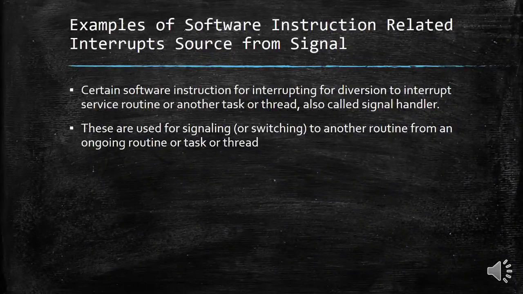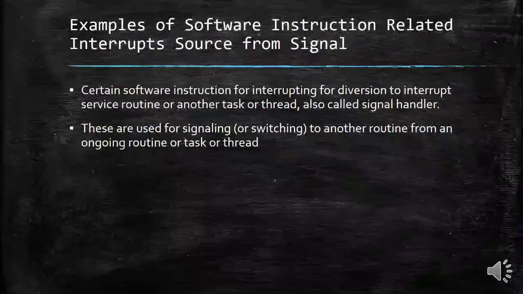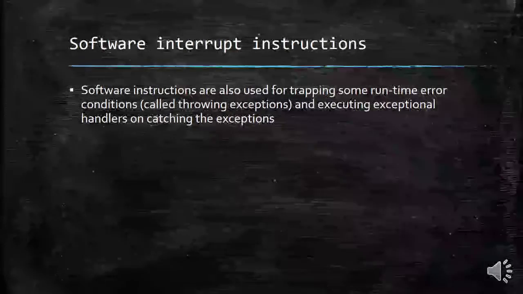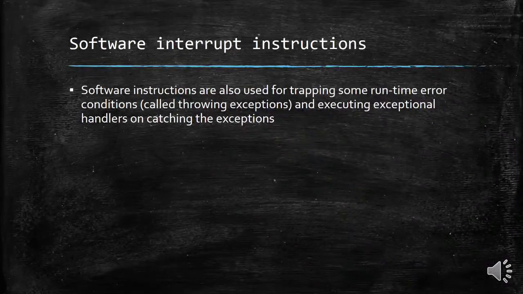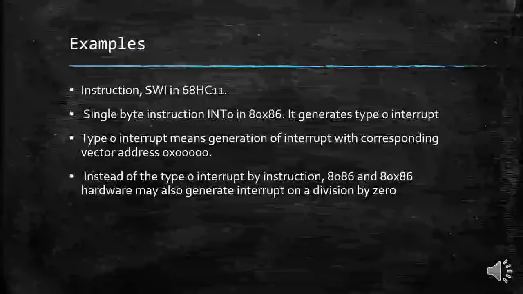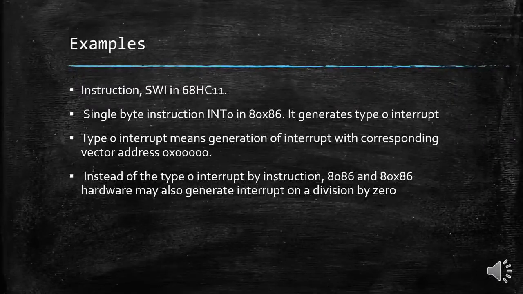The examples: instruction software interrupt in 68HC11, and the single byte instruction INTO in 80x86, which generates a type 0 interrupt. Type 0 interrupt means generation of an interrupt with the corresponding vector address 0 into 00000. Instead of the type 0 interrupt by instruction, 8086 and 80x86 hardware may also generate an interrupt on division by 0. The single byte 8086 and 80x86 instruction is type 3.